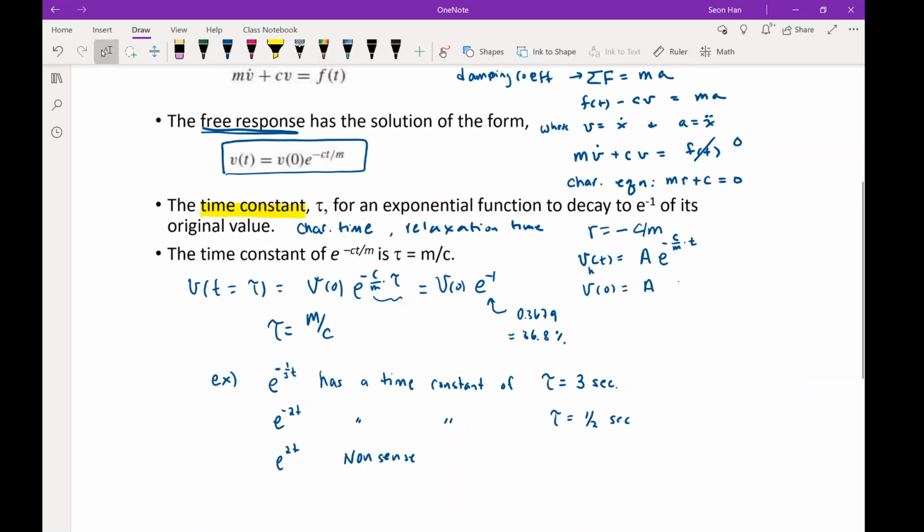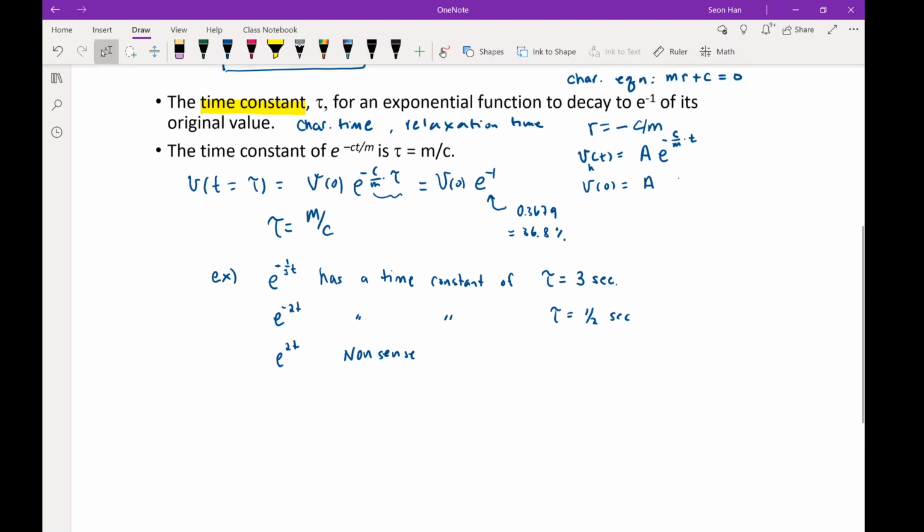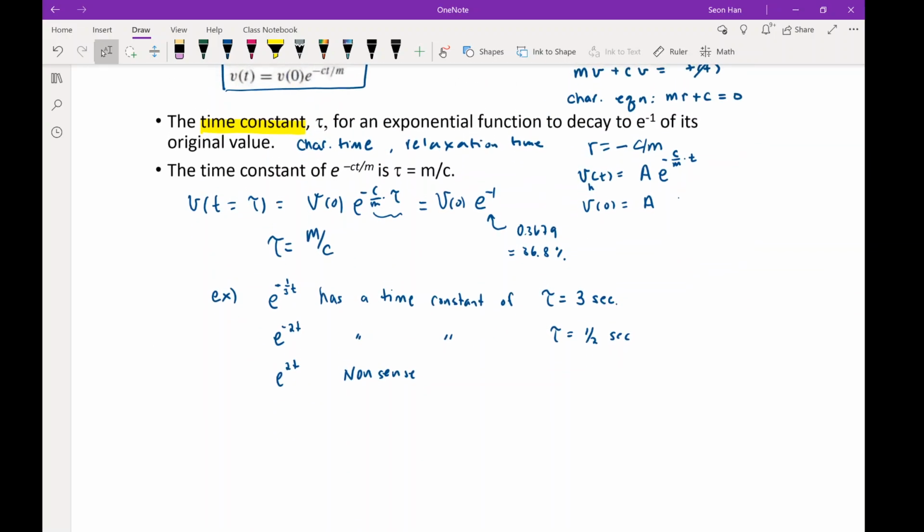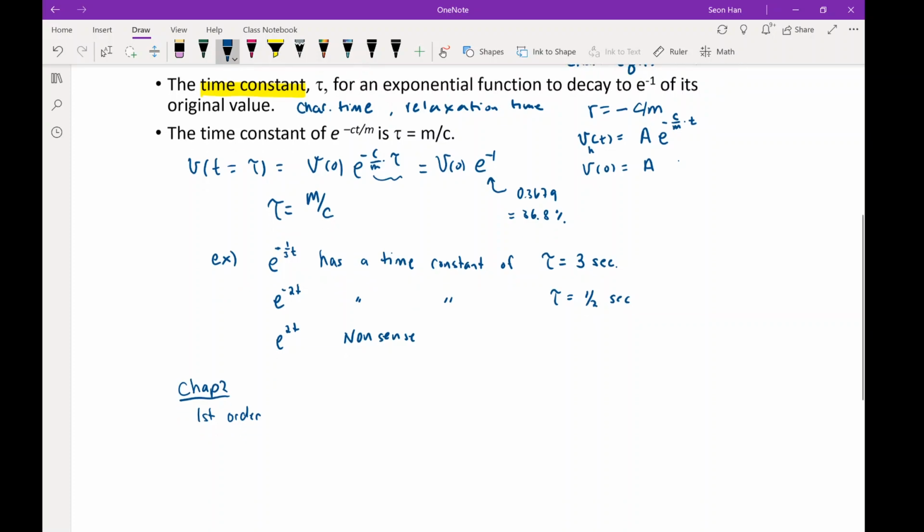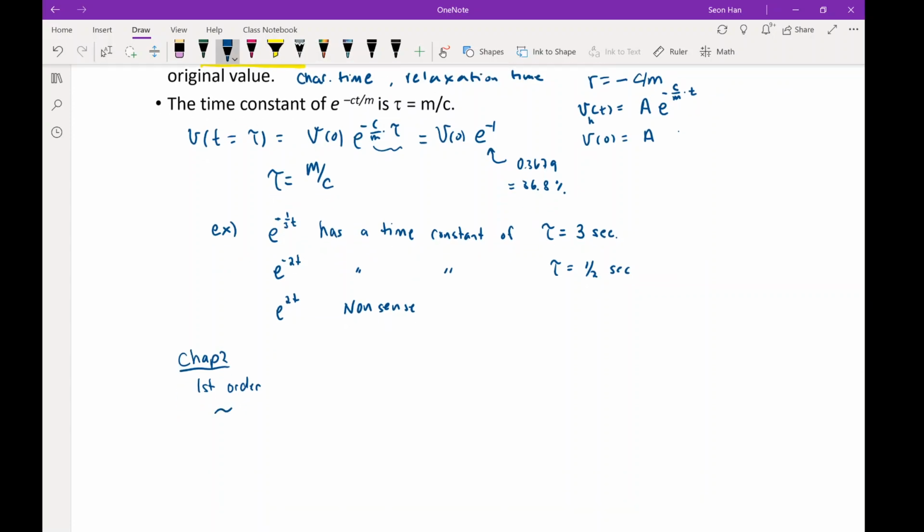So there's only one parameter for a first order system. If you remember from chapter 2, the first order system was always written this way. The standard form for the first order system was tau times x dot plus x equals 0, the homogeneous equation only, please. So tau was automatically what? Time constant.